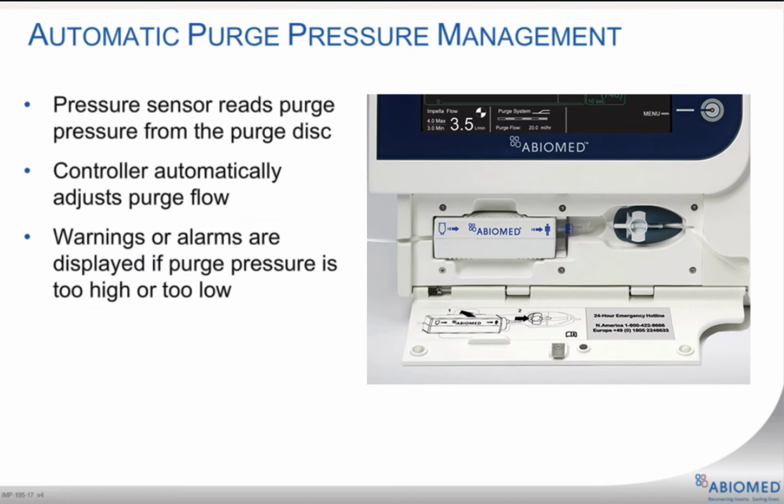The pressure sensor on the controller reads PURGE pressure from the PURGE disc and automatically adjusts the PURGE flow to keep the PURGE pressure within the specified range. The automated Impella controller issues warnings if PURGE pressure is too high or too low, or if it detects a blockage.